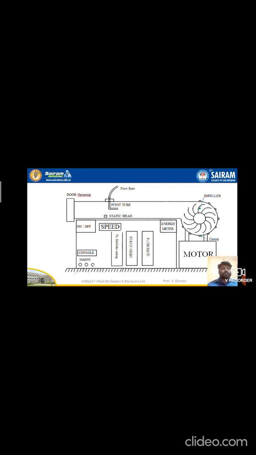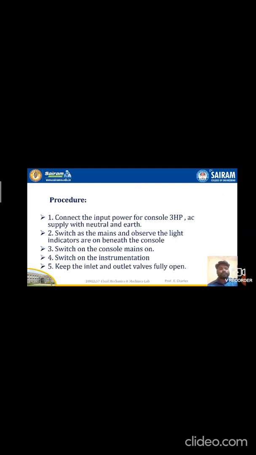From this we will take the readings, and on one side the energy meter will be there. The energy meter will be rotating, and you note the time taken for 5 revolutions of the energy meter. There will be an on and off switch, and there will be a static head. So that value you will note down. This is the experimental setup of the centrifugal blower.